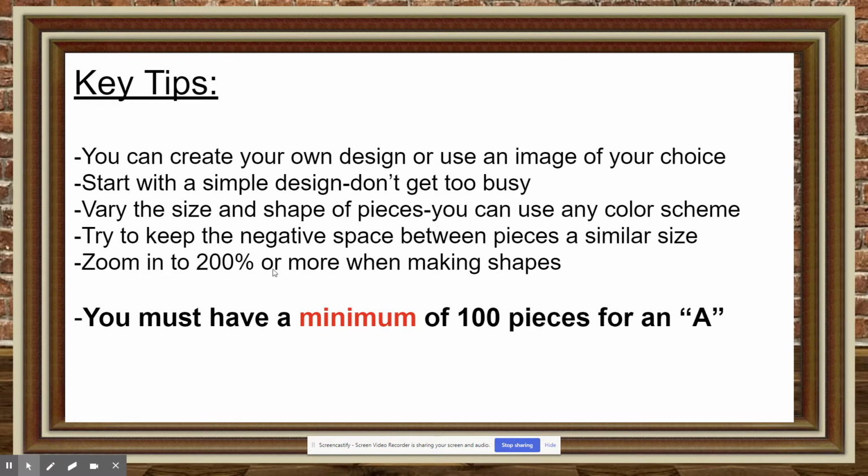I'm going to talk about and show you how to keep the negative space, the space between the tiles, which is the grout color, kind of even, because that makes it look best. And I'm going to show you how to zoom in and enlarge what you're working on so that you can make smaller shapes if you need to. For this project, your design needs to have a minimum of 100 pieces. It's really not that hard to do. It's quicker than you think.